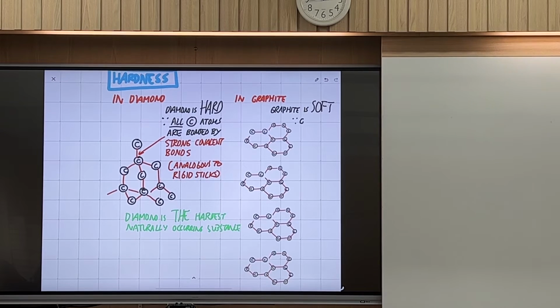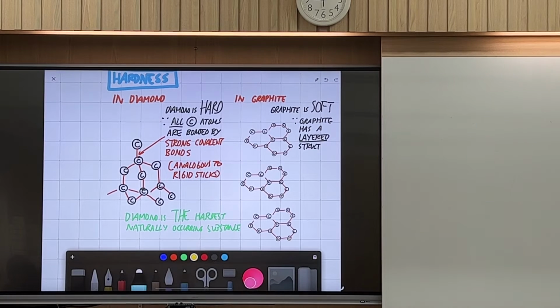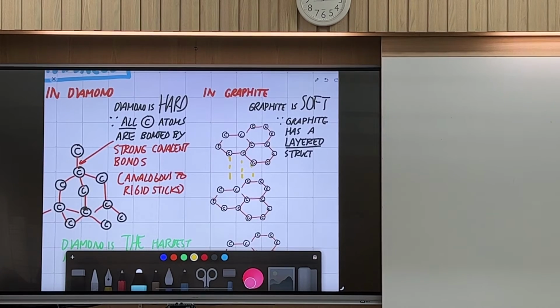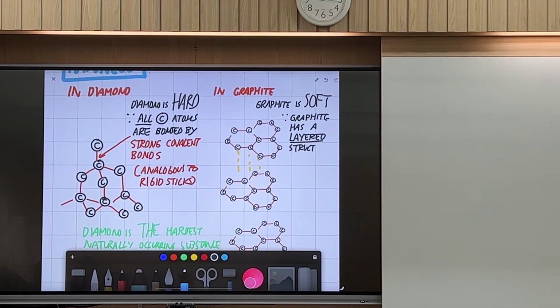Because graphite has a layered structure, what do these layers interact through? Is it strong covalent bonds or weak van der Waals force? Weak van der Waals force. So that means, is it possible that you displace one layer relative to another? You can, because these forces are very weak. These weak forces in yellow are weak van der Waals force. So this is to be contrasted with the strong covalent bonds.